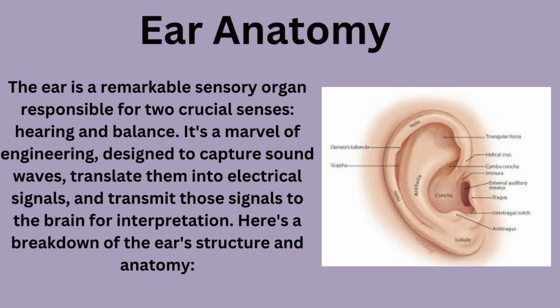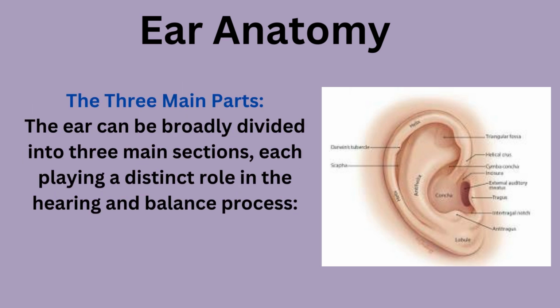The ear is a remarkable sensory organ responsible for two crucial senses, hearing and balance. It's a marvel of engineering designed to capture sound waves, translate them into electrical signals, and transmit those signals to the brain for interpretation. Here's a breakdown of the ear's structure and anatomy. The ear can be broadly divided into three main sections, each playing a distinct role in the hearing and balance process.